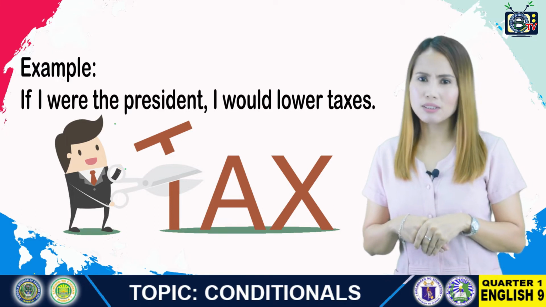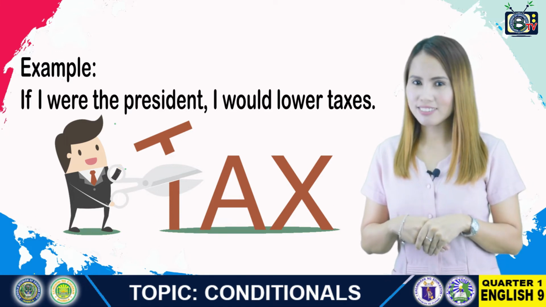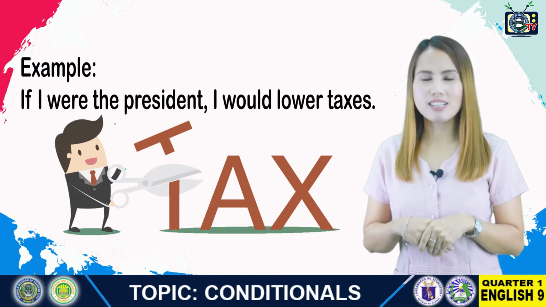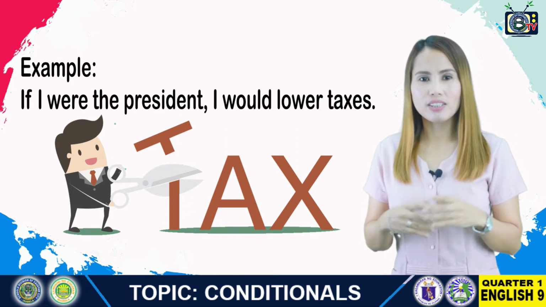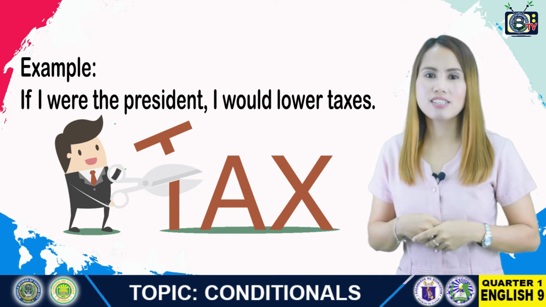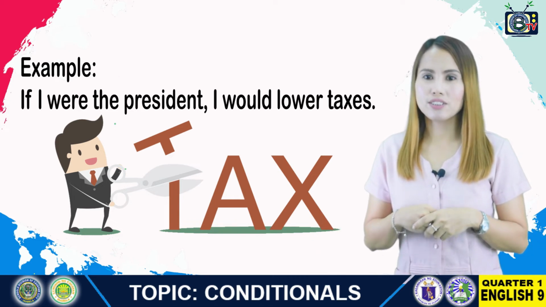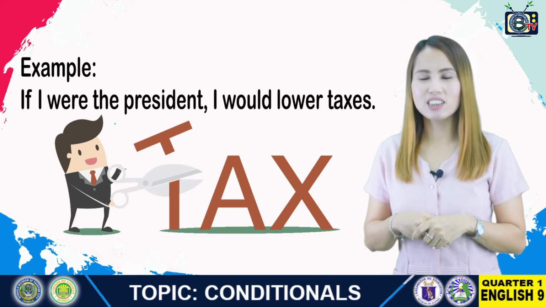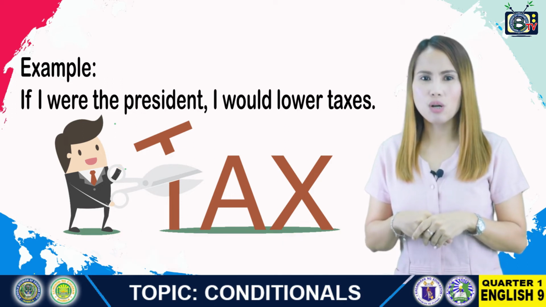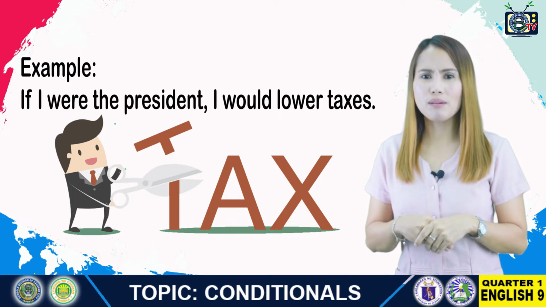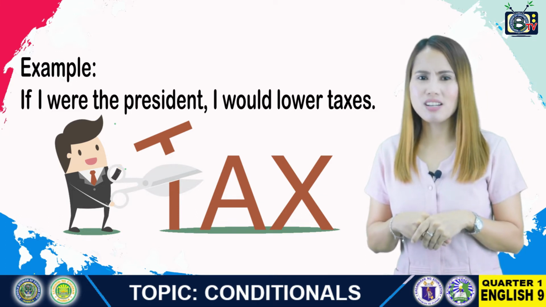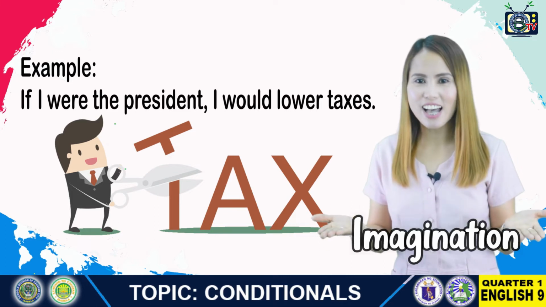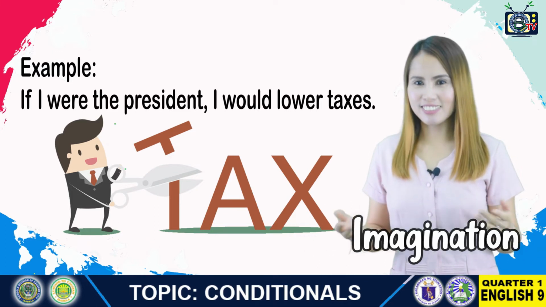Is this something that is unlikely to happen? Then this is a good example of second conditional. In here, the if clause is the condition. We are talking about a hypothetical situation here, right? The result suggests what if he becomes the president, which is something very unlikely to happen. This is just an imagination.